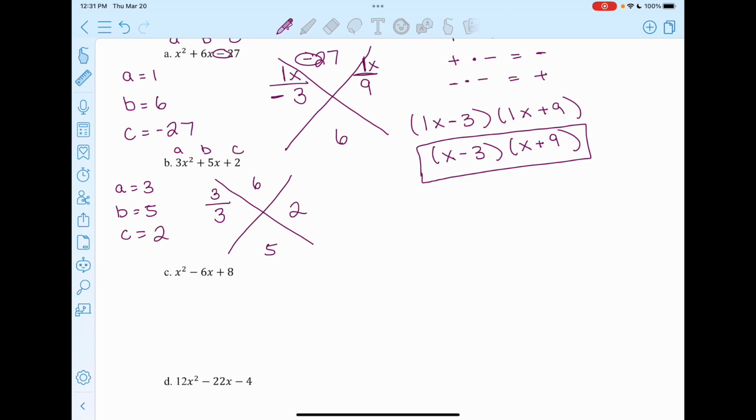Then I'm going to put my a value on top and look to see if I can simplify any of my fractions. 3 over 3 can be simplified because they can both be divided by 3, and this gives me 1 over 1. And so my binomials will be 1x plus 1 and 3x plus 2.